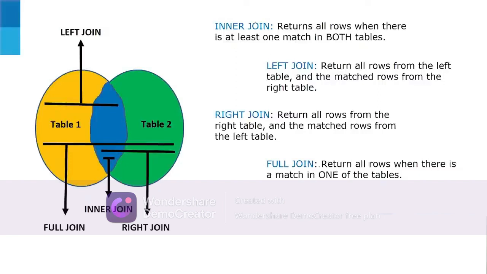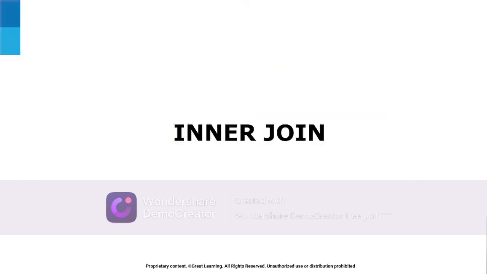So you can see, return all rows when there is a match in one of the tables, right? This is what your different types of joins are. The rest of the joins, which are nothing but natural, cross, self, those are really very easy. If you understand these, then this is good to go. Now let's move to the inner join. Let's understand with the question.